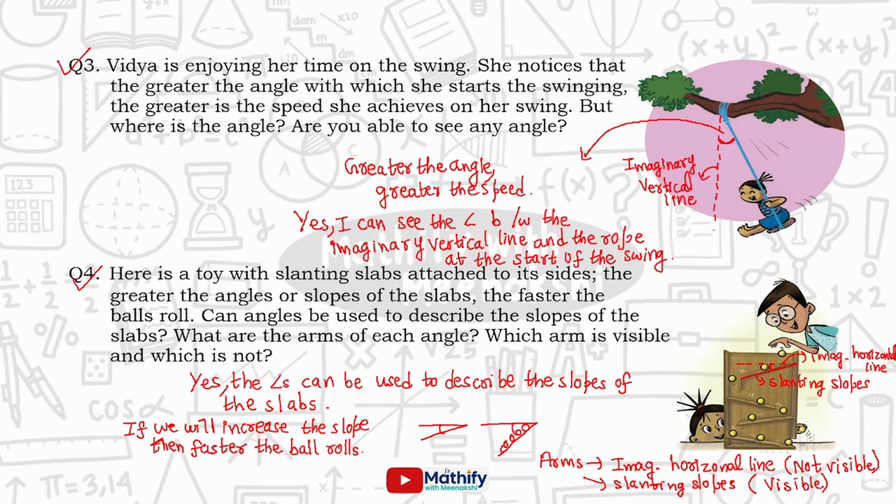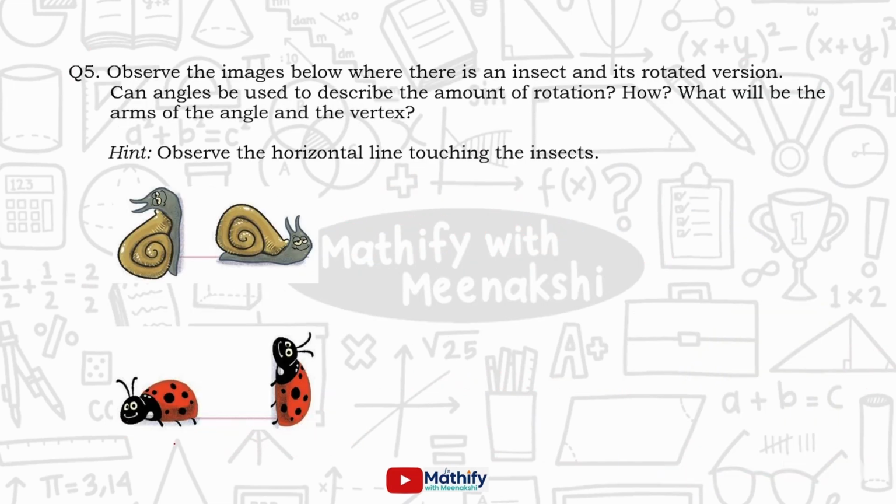That's question number 5. Observe the images below where there is an insect and its rotated version. Can angles be used to describe the amount of rotation? You know, yes. How? And what will be the arms of the angle and the vertex? First of all, yes, angles describe the amount of rotation, that we already know. Now, what will be the arms of the angle and the vertex?